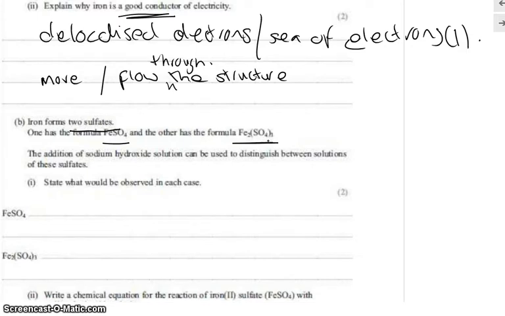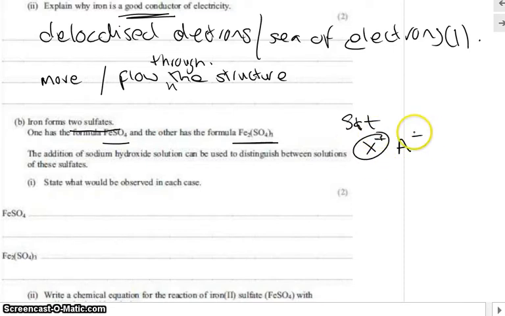We're also probably going to be asked something about sulfates. So this is our salt, where we have a cation, which is positive, and an anion, which is negative. Okay, and we need to also identify the cation and identify the anion. Okay, so state what would be observed in each of the cases. So the addition of sodium hydroxide solution can be used to distinguish between the solutions. So FeSO4, so let's figure out, is that iron 2 or is that iron 3?